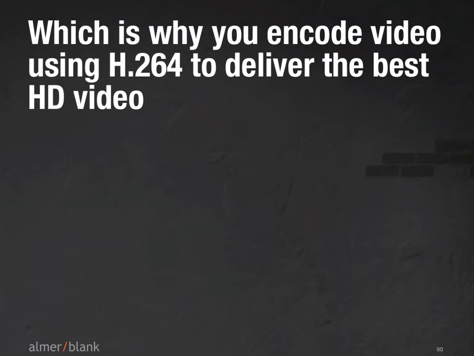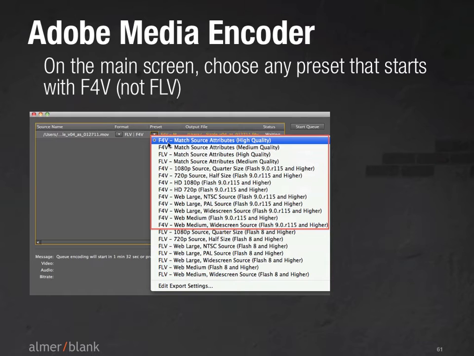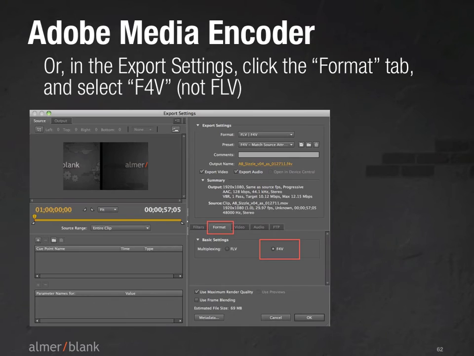How do you encode an H.264 video if you don't already have one? You take your source, you load it into the Adobe Media Encoder, and you pick a preset that starts with F4V, right? You see the other ones start with FLV. That's the older codecs. So F4V. Oh, there was an FLV up there. That shouldn't have been there. The rest are all in order. But if you don't like working with presets, you just go to the export settings screen, and under format, you pick F4V. Okay, and that is how you encode H.264 video using the Adobe Media Encoder.